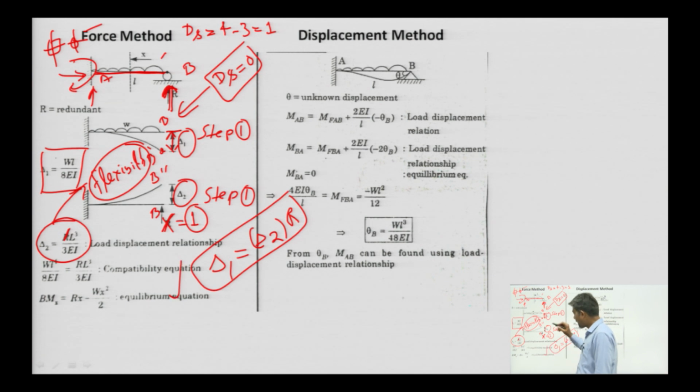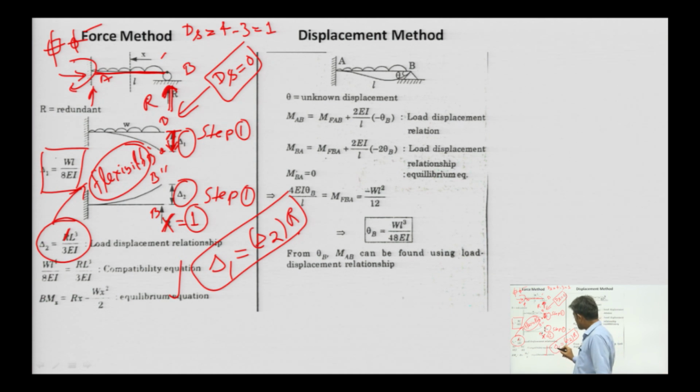Is it possible to write this equation? Delta 1, this deflection, must be equal to delta 2 multiplied by R. Why is it multiplied by R? Because delta 2 was produced when a unit load was acting, but in reality R is acting. So we need to multiply.